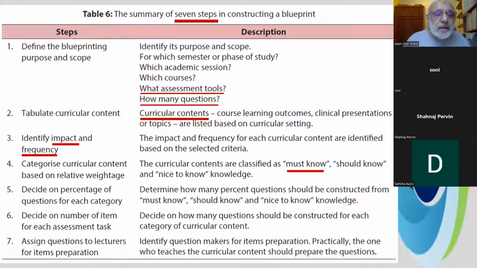And then the next point is categorizing the curricular content into must know, should know, and nice to know. And then what percentage of questions should come from the must know component, the should know component, and the nice to know component. So we will go into a bit of detail on these different points.